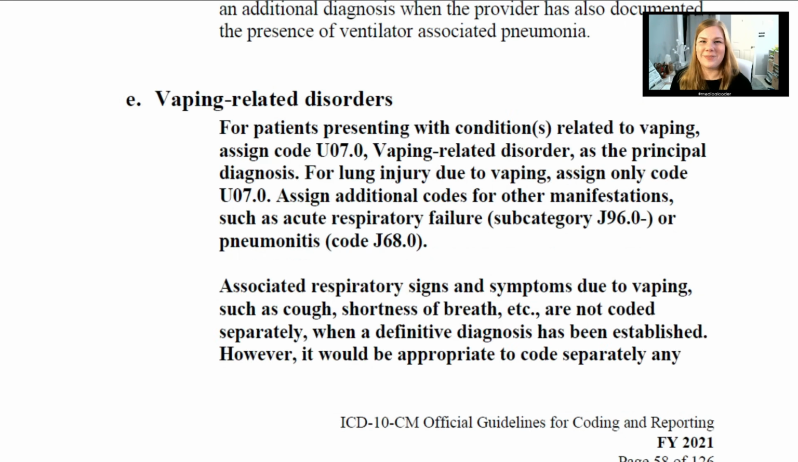when the provider has also documented that they have the presence of ventilator-associated pneumonia. New for 2021, we have the vaping-related disorder code. So for patients presenting with conditions related to vaping, we would use code U07.0 vaping-related disorder as the principal diagnosis.